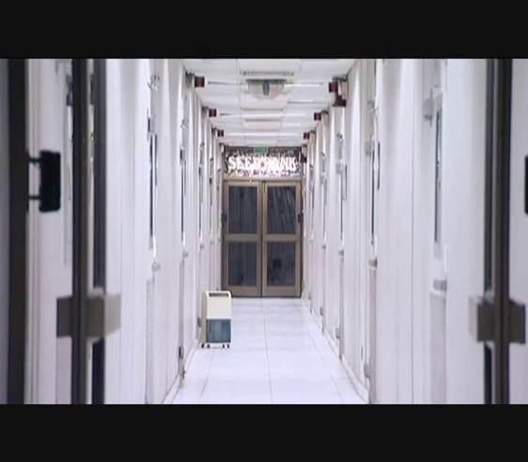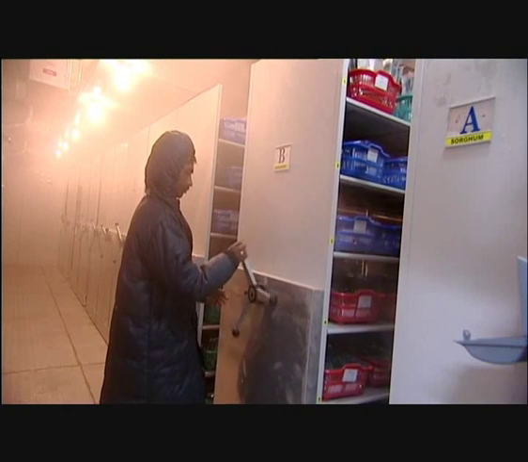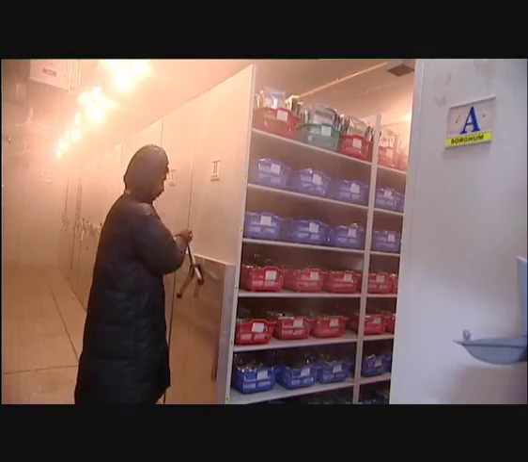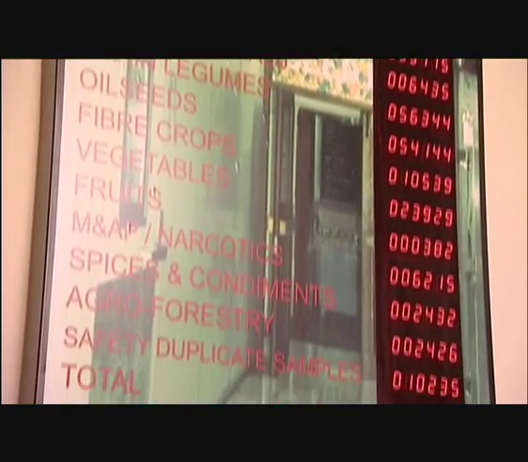Nearly 0.4 million orthodox seed samples, including wild relatives of important crop groups such as cereals, millets, legumes, vegetables, fibers, forages, medicinal and aromatic plants are conserved in the Seed Gene Bank.